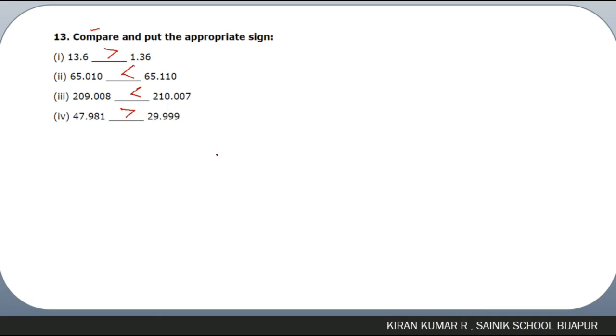So we have to remember that the integral part is to be compared first, then the tenths place, then the hundredths place, then the thousandths place, and so on. With this, I'll conclude today's session. Thank you.